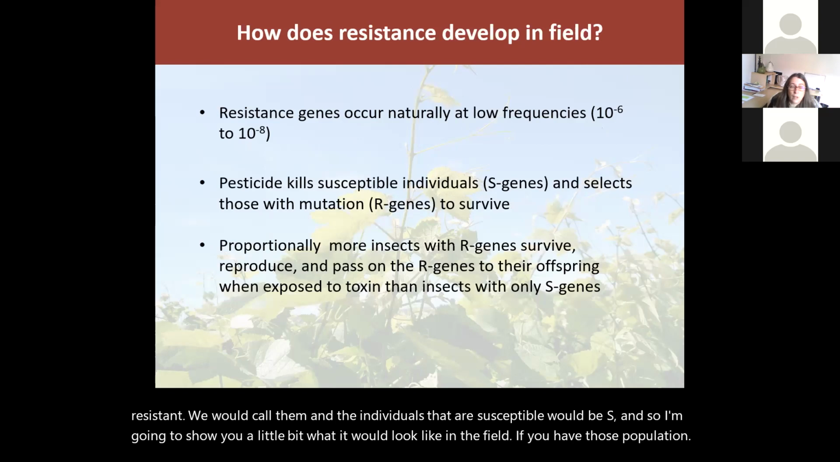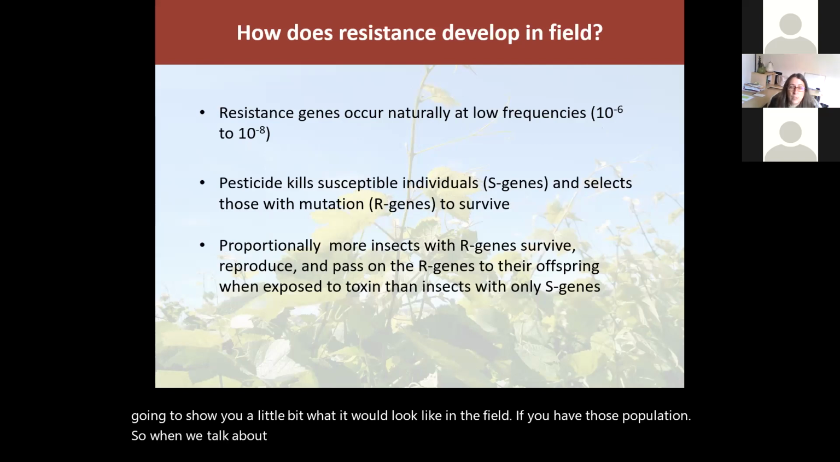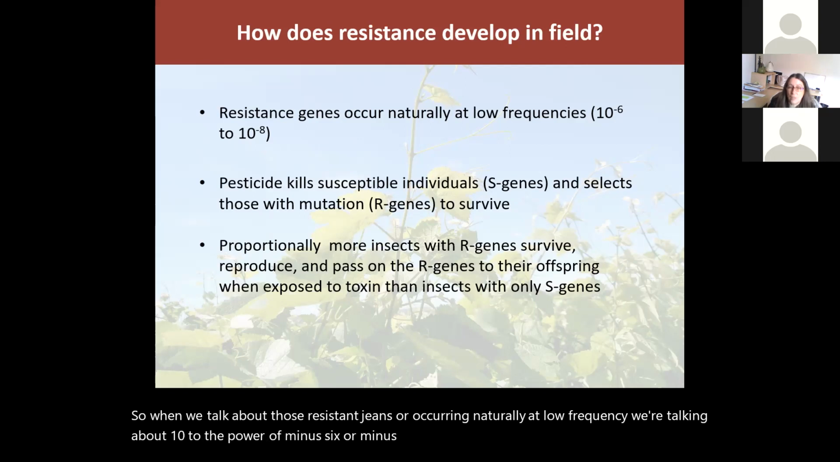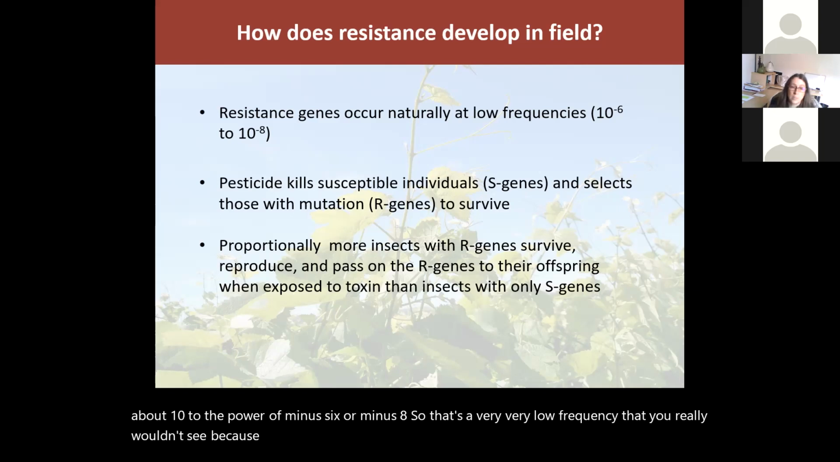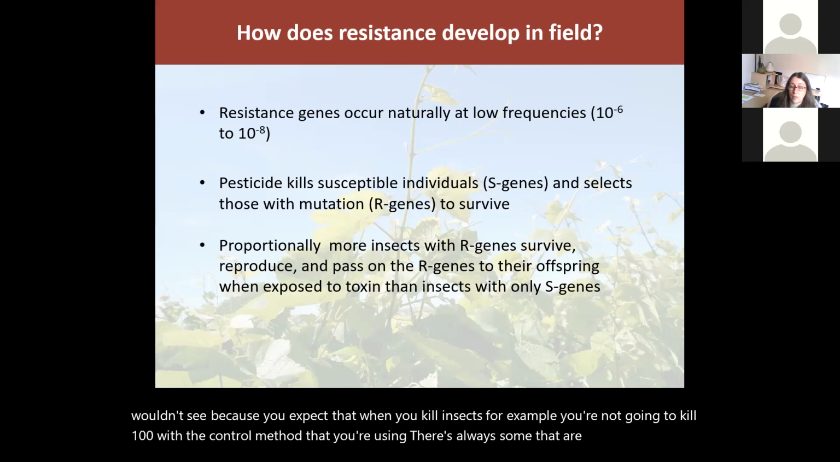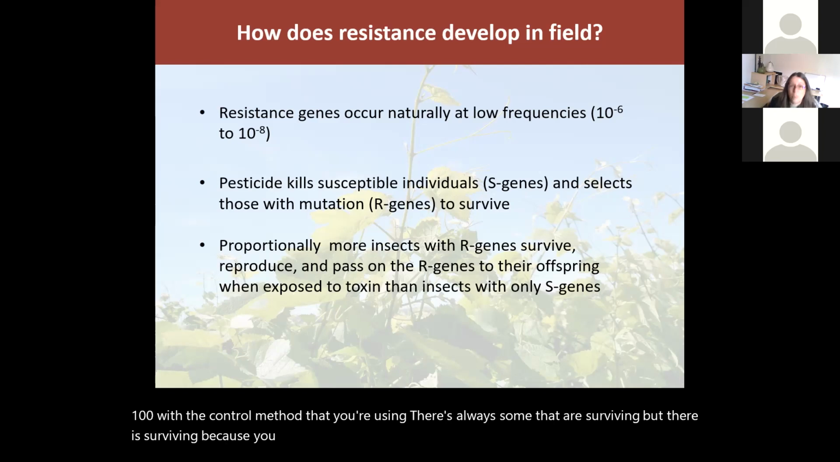When we talk about those resistant genes occurring naturally at low frequency, we're talking about 10 to the power of -6 or -8. That's a very, very low frequency that you really wouldn't see, because you expect that when you kill insects, for example, you're not going to kill 100% with the control method that you're using. There are always some that survive, either because you didn't reach them, or because they have that low frequency of resistant genes.